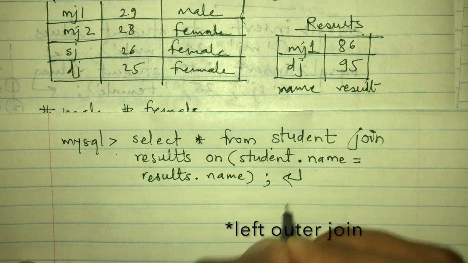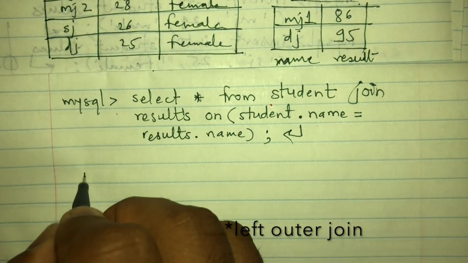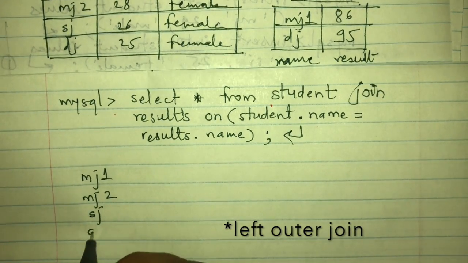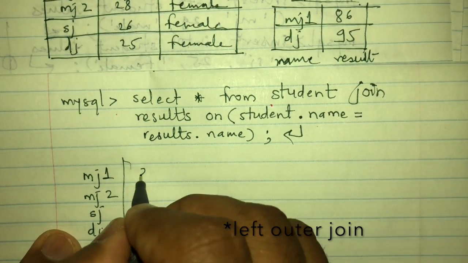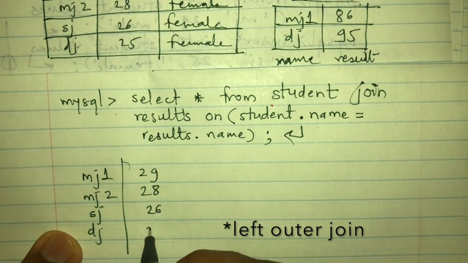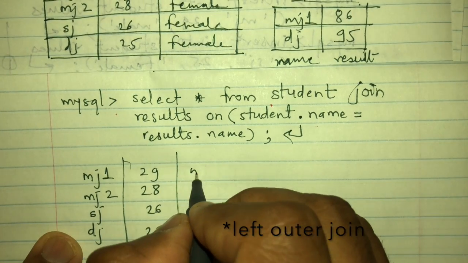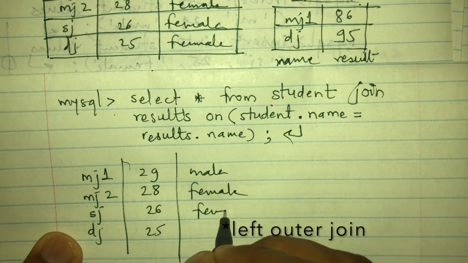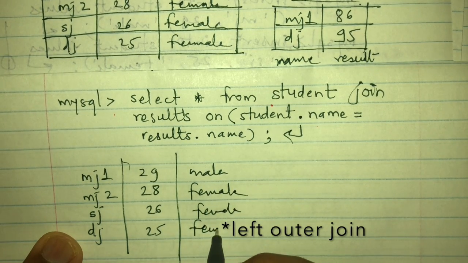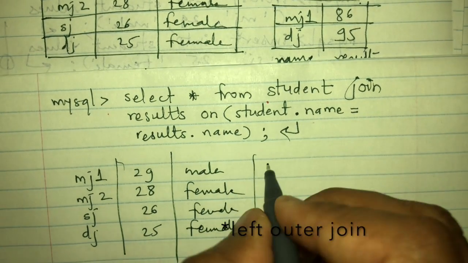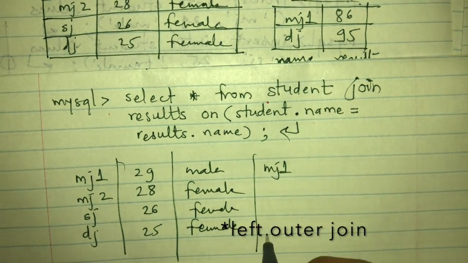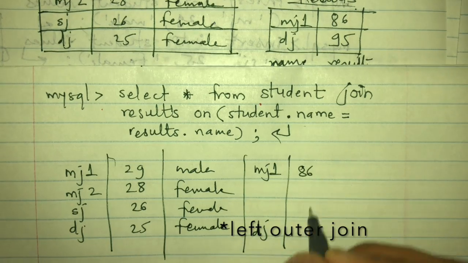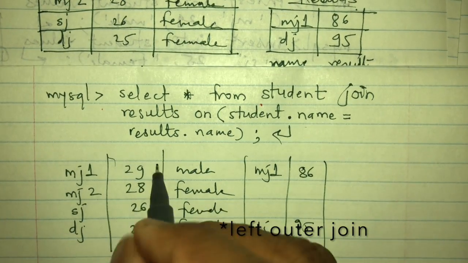and if you execute this, the output will be something like this: mj1, mj2, sj, dj, 29, 28, 26, 25, male, female, female, female, then it will be mj1, dj1, here it will be blank, and it will be 86, and it will be 95 with the other two entries blank.